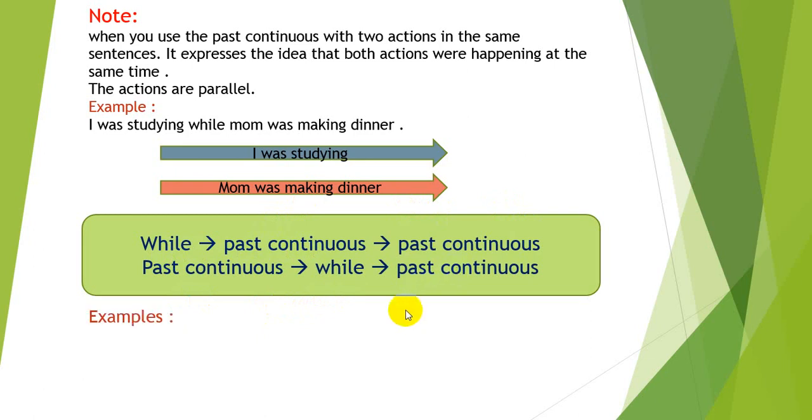Come on. I was studying while he was making dinner. So I was studying, he was making dinner. None of us stopped the other. Okay? And they are both long actions, they are both happening together, they are both parallel, they are both in the past continuous tense.